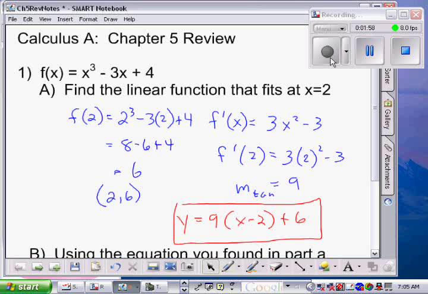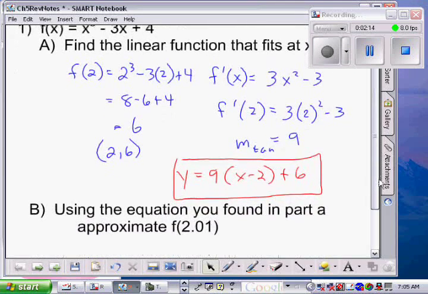Remember, I told you after chapter 3, when we did tangent lines, that you would have an equation of a tangent line on every test from now till the end of the term. Well, there it is for the next test. That's how it's going to show up, okay?